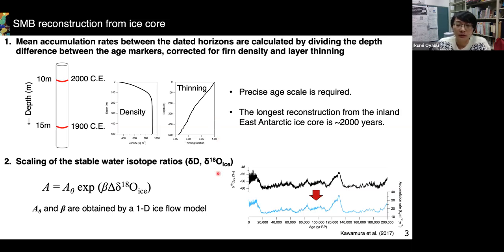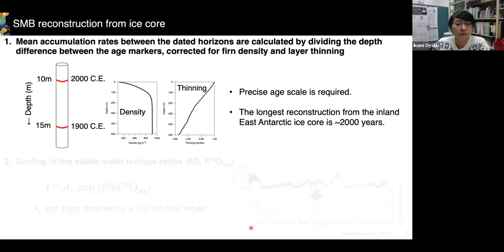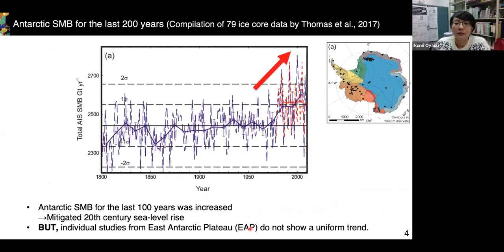Another method is scaling of the stable water isotope ratios, which is the more common method for ice core study. In this study, I used the first method. Let me introduce previous studies. Thomas et al. 2017 compiled 79 records from ice cores over the past 1,000 years.